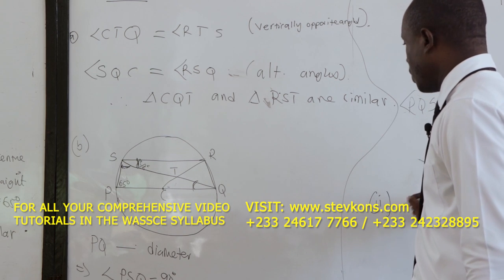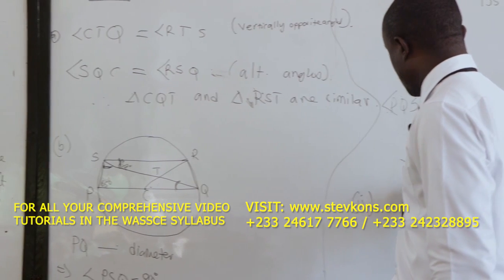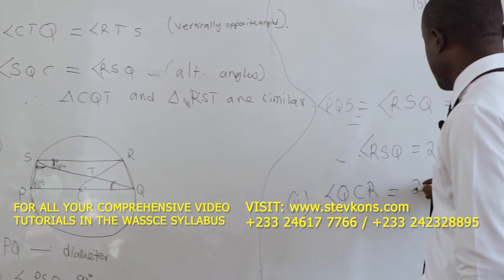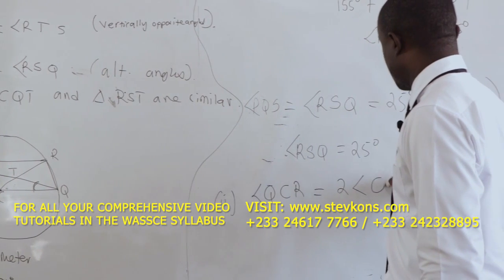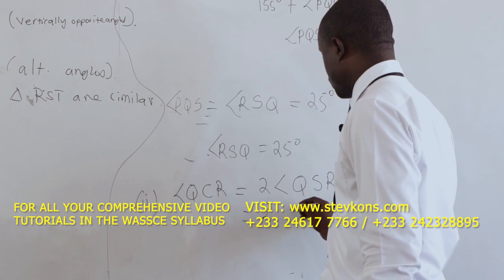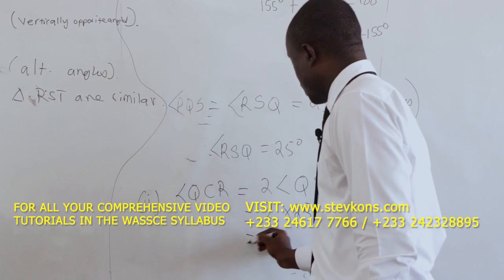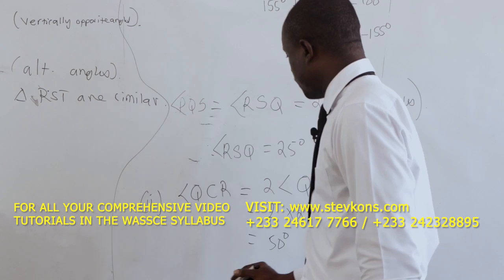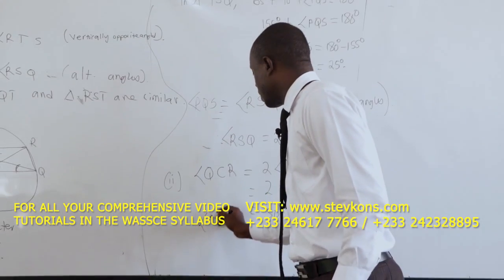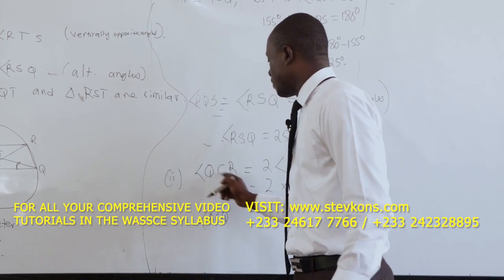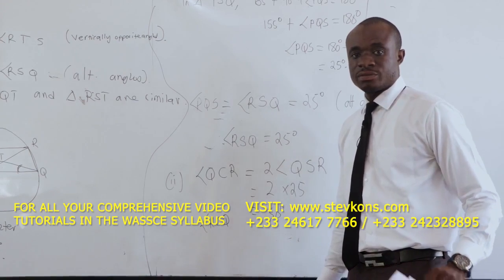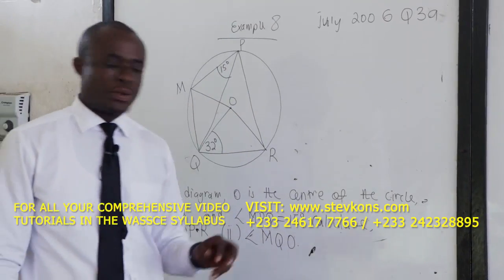So with that one, what can we see? We can say that QCR is equal to 2 times QSR. Now QSR is 25, and this is equal to 50 degrees. Now what are we looking for? That is RCQ. So angle RCQ is the same as QCR, and this is equal to 50 degrees. Now that's July 2006, question number 3A.